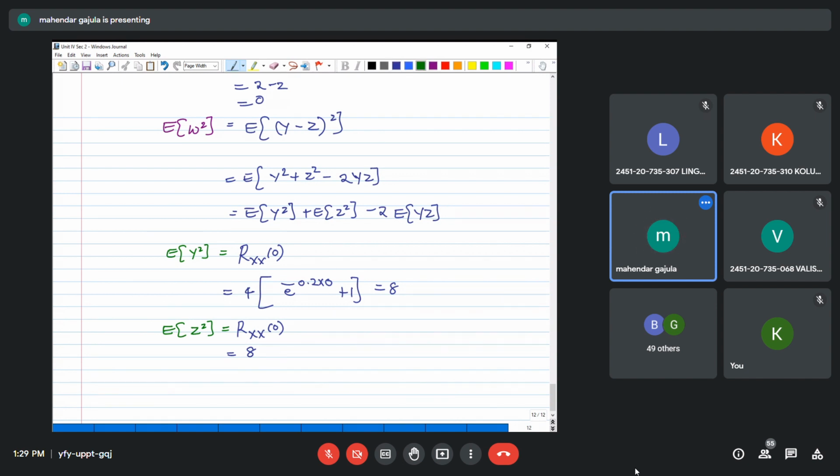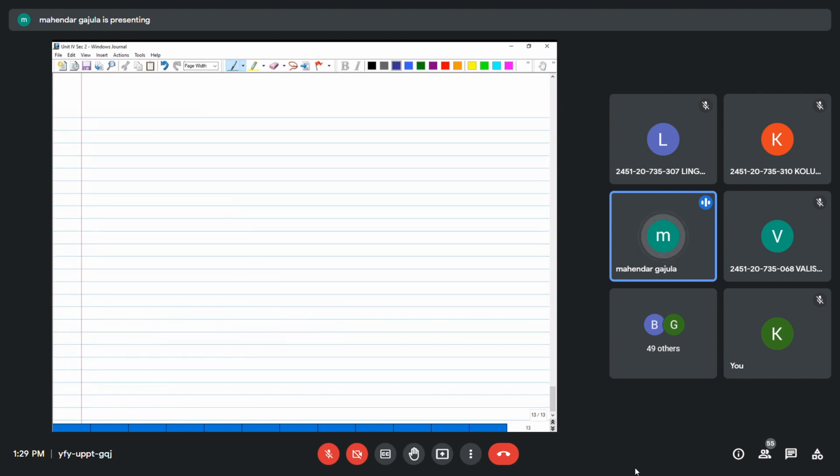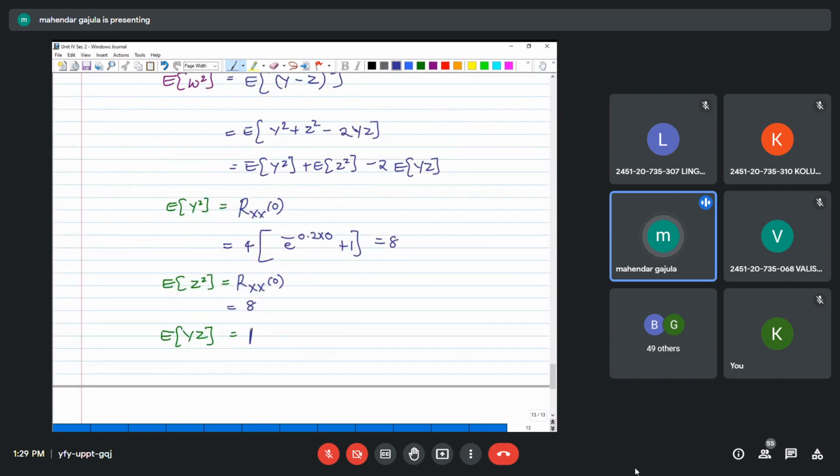Okay. Now you have to tell what is the expectation of YZ. Do not think that because Y and Z are there, it is a cross correlation. It is autocorrelation only, because Y and Z are random variables obtained from the same random process. What is the time difference between the two random variables Y and Z? Y is at t equals 2 seconds and Z is at t equals 4 seconds. 4 minus 2, so R_XX(2). So it is 4 times e power minus 0.2 into 2, plus 1. So it is 4 e power minus 0.4 plus 1.